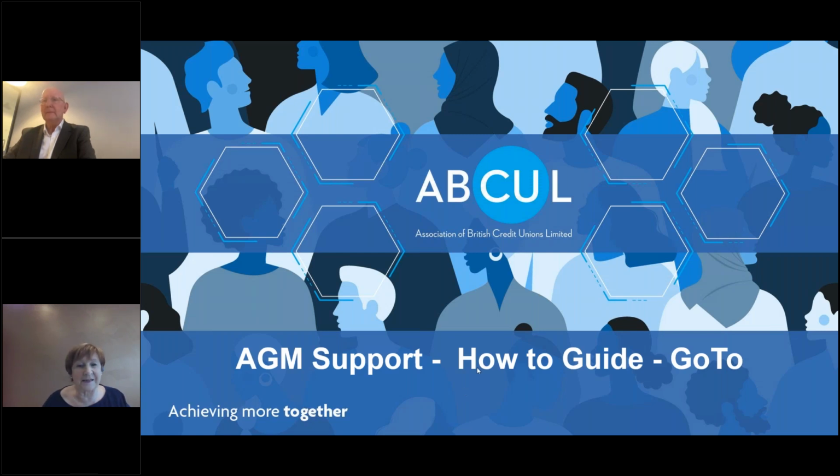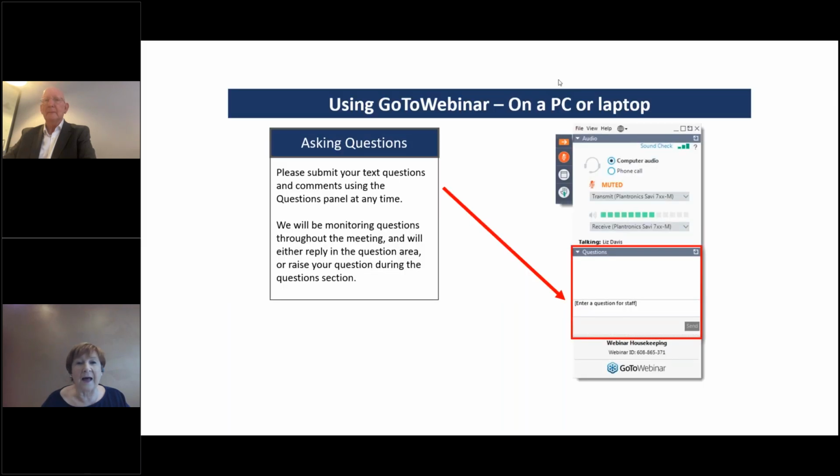Everybody that has joined us is in listen-only mode, and there will be opportunities to ask questions by typing them into your own devices throughout the AGM. For those that are using a PC or a laptop, the question tab is in the control panel, in the top right-hand corner of your screen. If you click on the little triangle next to questions, there will be a box to type your questions in. Submit any questions at any time and we'll be picking them up throughout the AGM.